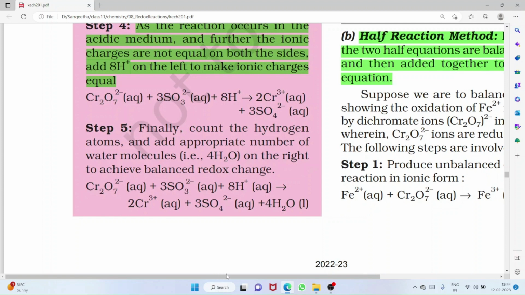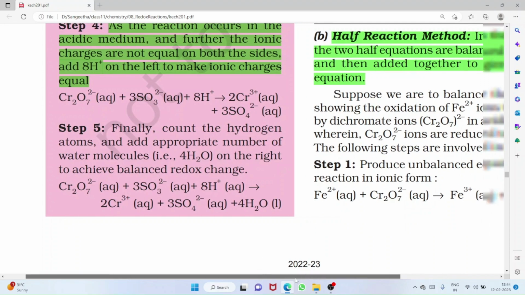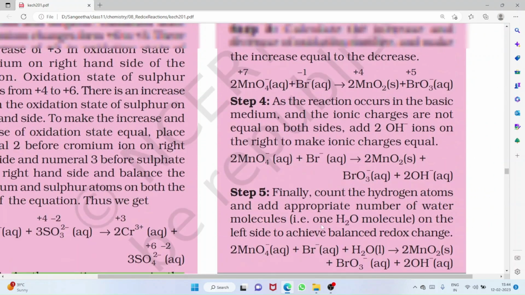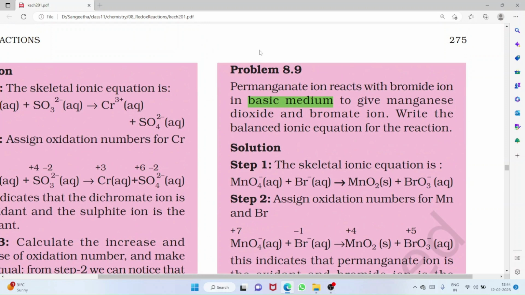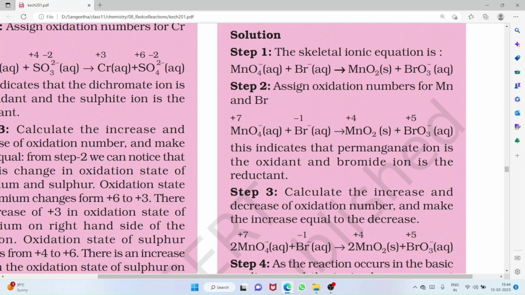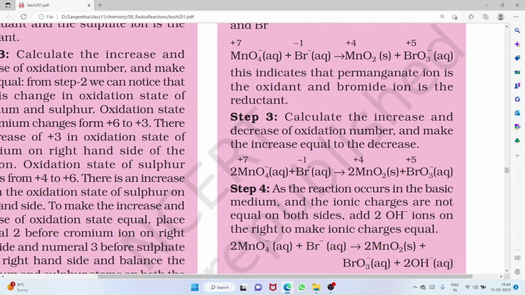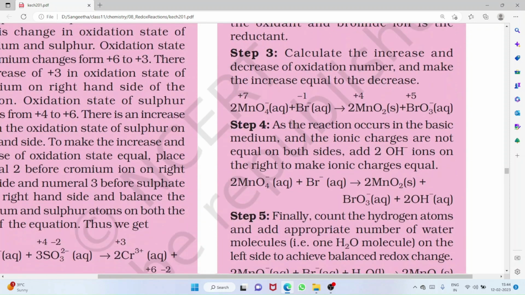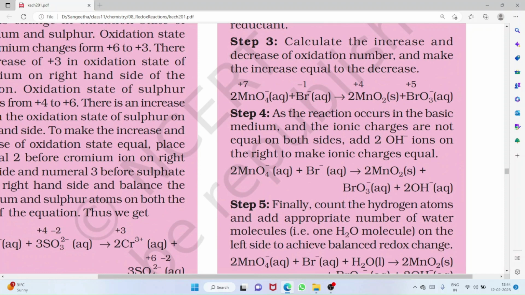Now we will see the example in the basic medium. Here in this example, permanganate ion reacts with bromide ion in the basic medium. So here we have to use OH minus ions. There it was H plus and water, here OH minus. So first you have to write the equation, then assign the oxidation numbers, then balance it. Calculate the increase and decrease.